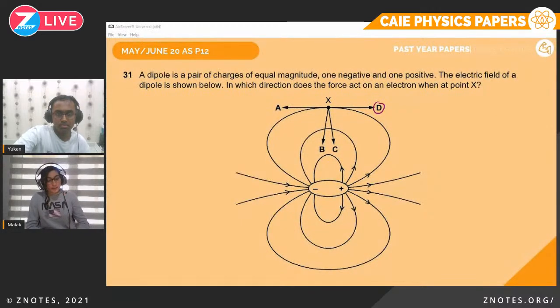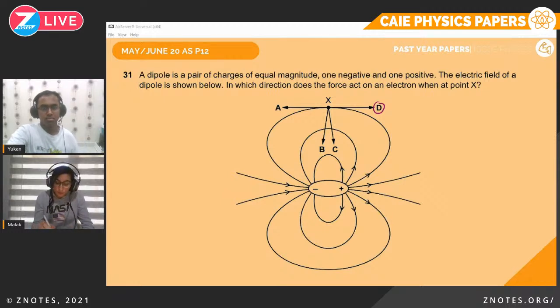Question 31. A dipole is a pair of charges of equal magnitude, one negative and one positive. The electric field of a dipole is shown below. In which direction does the force act on an electron at point X? So electron, we know it's attracted to the positive and goes in the opposite direction of the field. Now, at this point right here, the field's pointing this way. So it would be going in this direction, D.